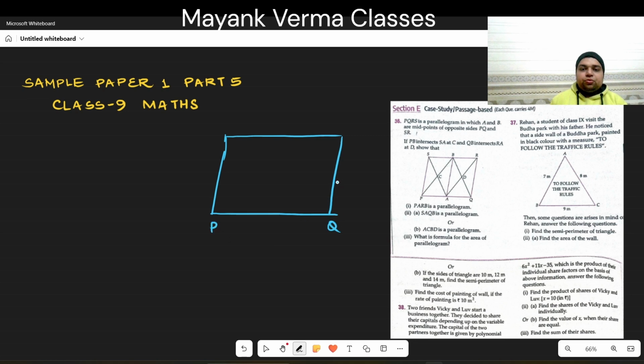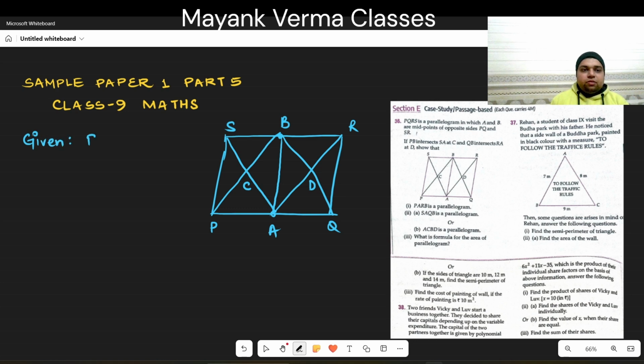P, Q, R, S, and A and B are the midpoints. So this is B, this is A. We have joined these two things, and PB and SA are intersecting at C, and BQ and AR are intersecting at D. So let's write the given part. First of all, PQRS is a parallelogram. Second, A and B are midpoints.